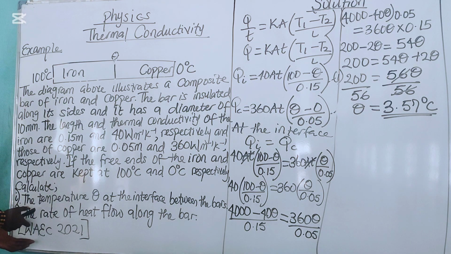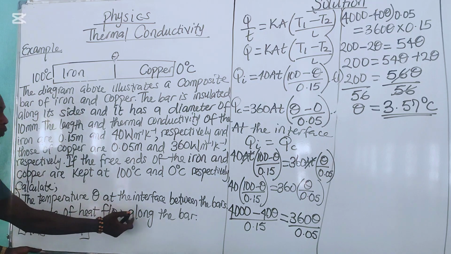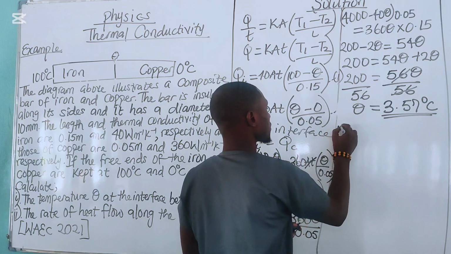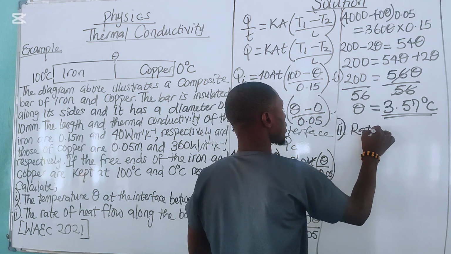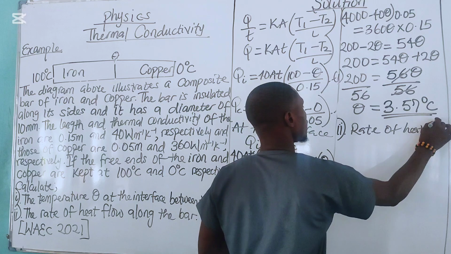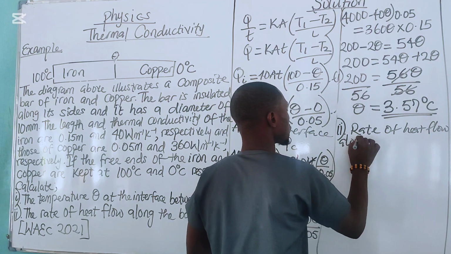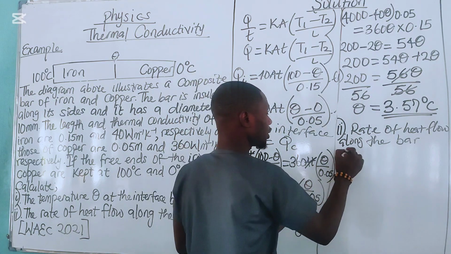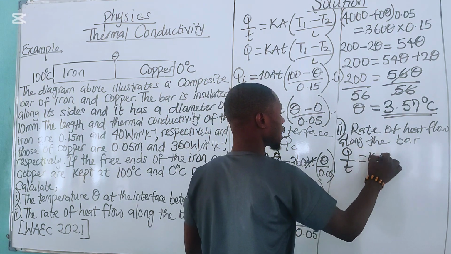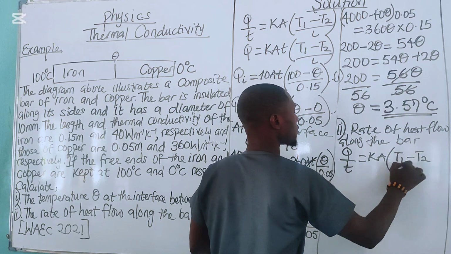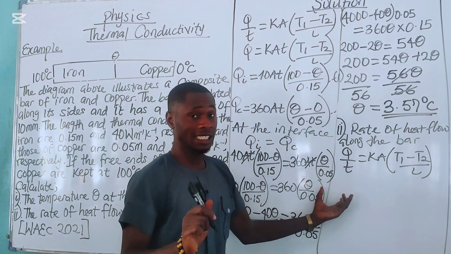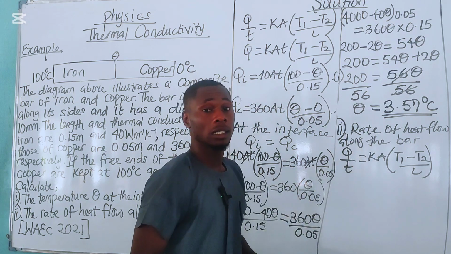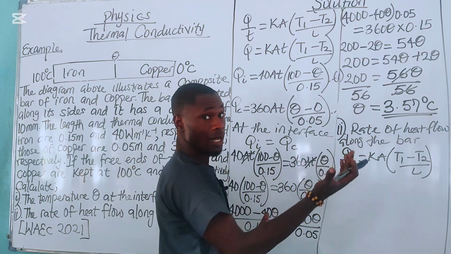Now the second part of the question says we should calculate the rate of heat flow along the bar. So secondly, we are looking for the rate of heat flow along the bar. Remember from my equation that Q over T equals KA into T1 minus T2 over L. The rate in this case denotes Q over T, and K here stands for the thermal conductivity of the bar, which is a composite bar.